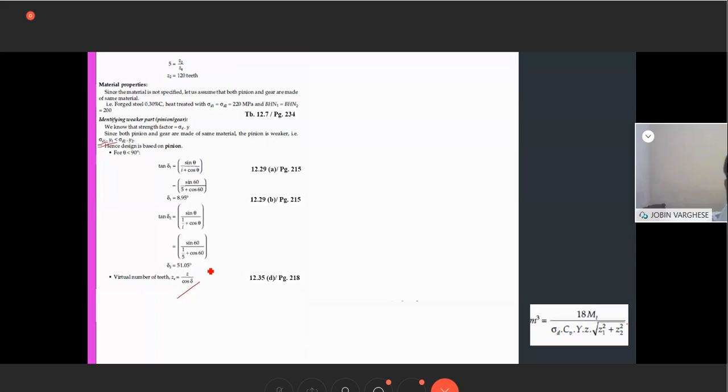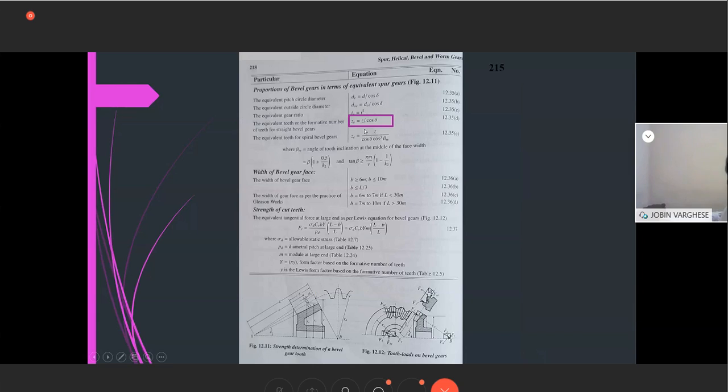So the equations will come as follows. Virtual number of teeth is equal to Z by cos delta. In this, we have to calculate what is delta. That is the first thing. For calculating delta, we can see this equation here: Z is equal to, in 12.35D, page number 218. You can see Z equal to, the equation is shown here. So you can use that equation.